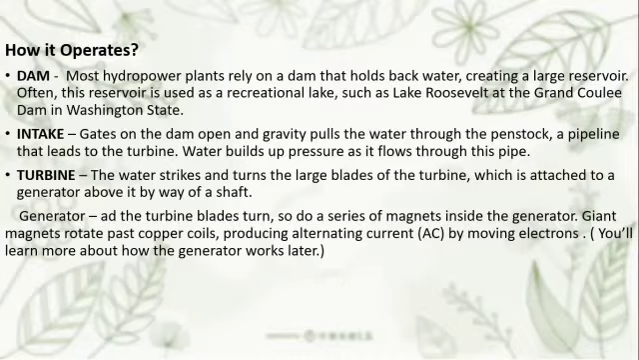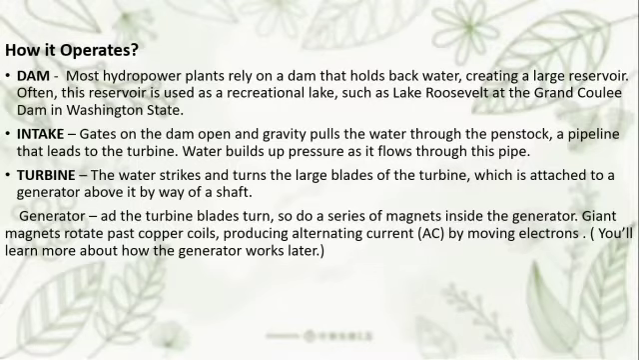How it operates. Most hydropower plants rely on a dam that holds back water, creating a large reservoir. Often this reservoir is used as a recreational lake, such as Lake Roosevelt at the Grand Coulee Dam in Washington State. Next is intake. Gates on the dam open, and gravity pulls the water through the penstock, a pipeline that leads to the turbine.